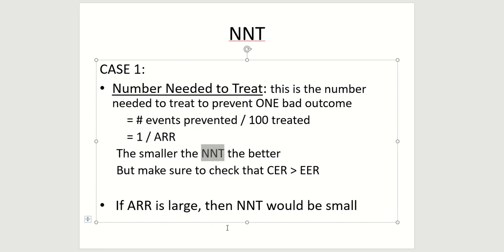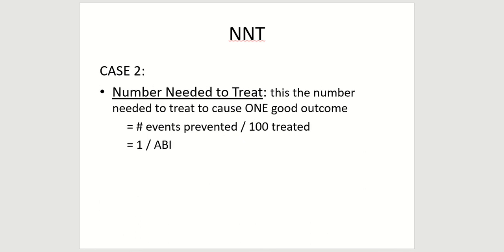The smaller the number needed to treat, the better, because you need to treat fewer people to be able to prevent one bad outcome. So the number needed to treat for the first scenario needs to be small. That's a good thing. Scenario number two, remember, this is when you're creating a good outcome, so we talk about absolute benefit increase. Again, you take 1 over that, and you will get the number needed to treat to cause one good outcome. Again, the smaller that number, the better, because by treating 3 or 4, you're causing one good outcome to occur.